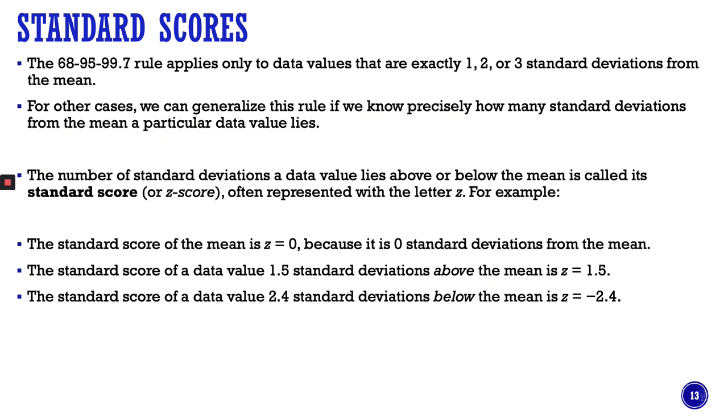It's often represented with the letter z. For example, the standard score of the mean is z equals 0 because it's 0 standard deviations from the mean. The standard score of a data value 1.5 standard deviations above the mean is z equals 1.5. The standard score of a data value 2.4 standard deviations below the mean is z equals negative 2.4. So when it's above the mean, it's going to be positive. When it's below it, it's going to be negative.